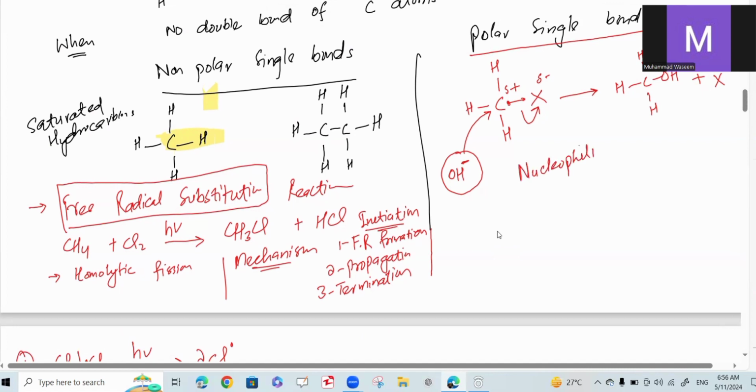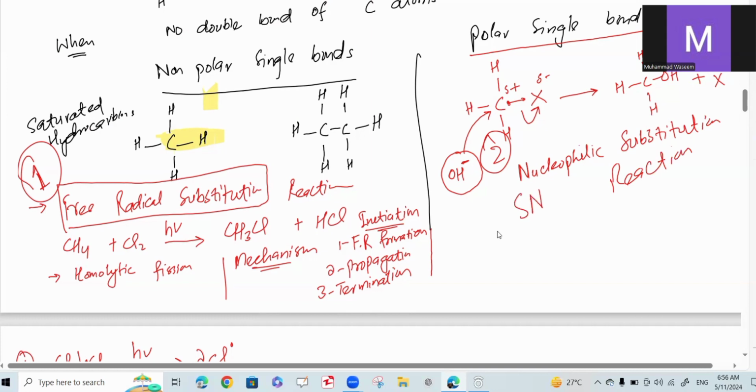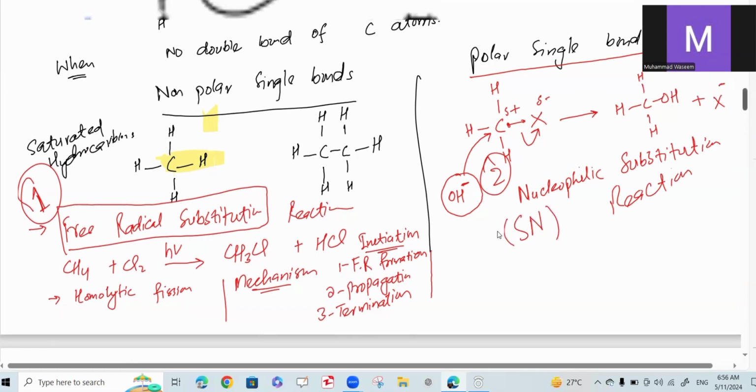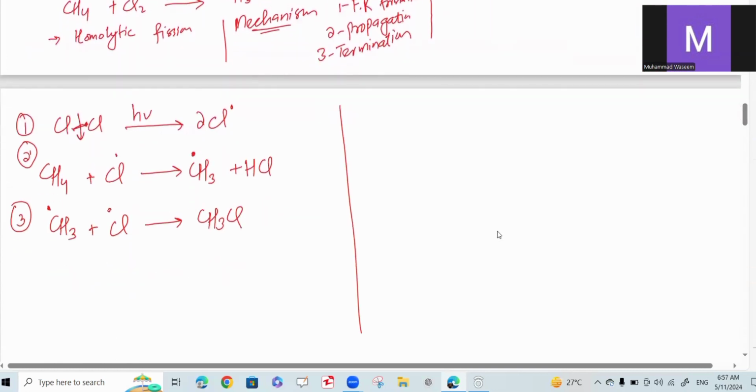So let me tell you, this is called a nucleophilic substitution reaction. This is the second type. This is the first type of substitution reaction, and this is the second type, nucleophilic substitution reactions. We can also call them SN reactions. They have two types, let me explain: SN2 and SN1.